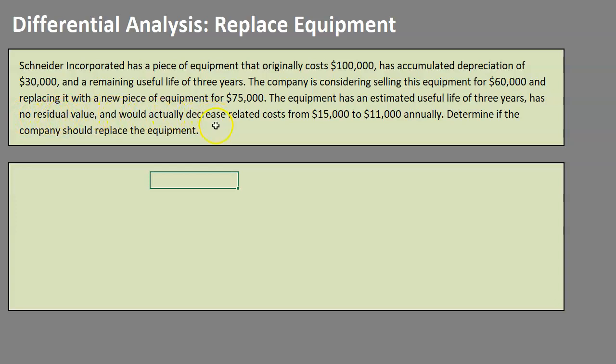But it would actually decrease related costs from $15,000 to $11,000 annually. So here we're seeing that we're saving some money each year. So now we need to determine if the company should replace the equipment. So let's go ahead and analyze this a little bit further. Let's go in order. The company is considering selling their equipment for $60,000. So if we replace the equipment, we get to sell the old equipment.